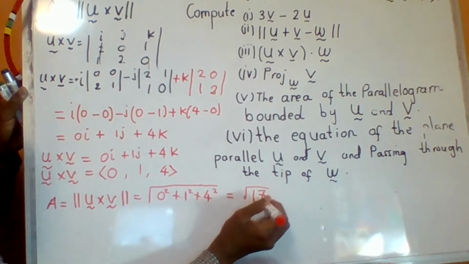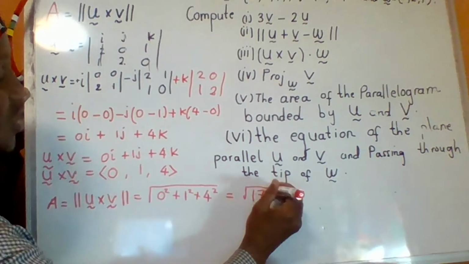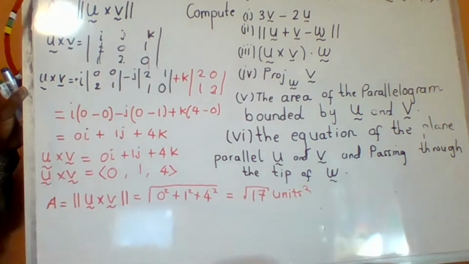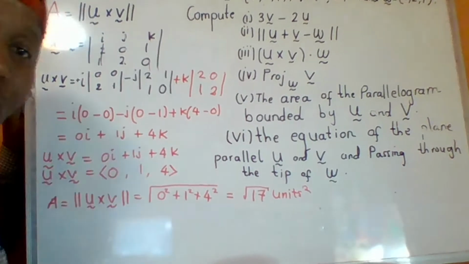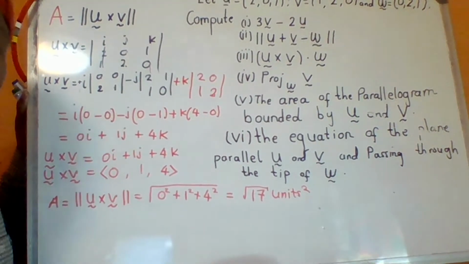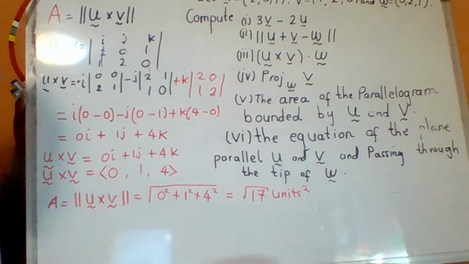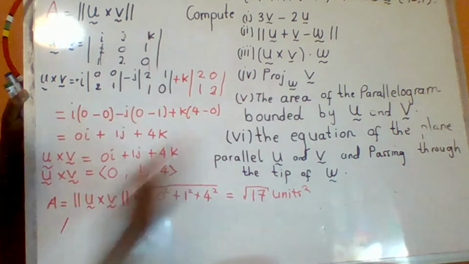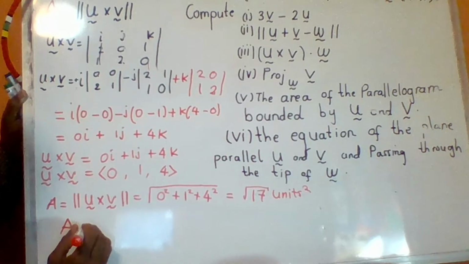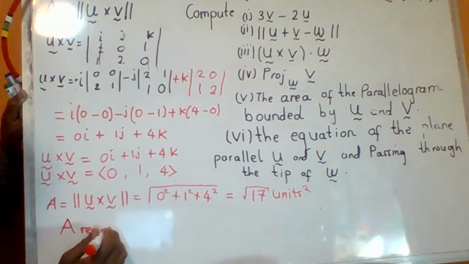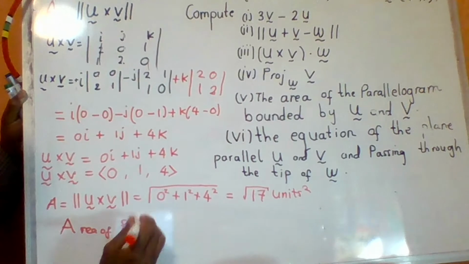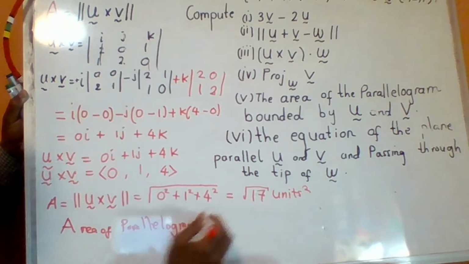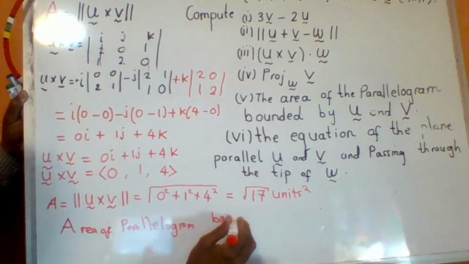So we're going to take the square root of 0 squared plus 1 squared plus 4 squared. 0 squared equals 0, 1 squared equals 1, and 4 squared equals 16. 16 plus 1 equals 17, square root of 17. Since it's the area, it must be unit squared. You don't say just unit squared, because area can be centimeter squared, meter squared, or kilometer squared. It depends on which unit is given.